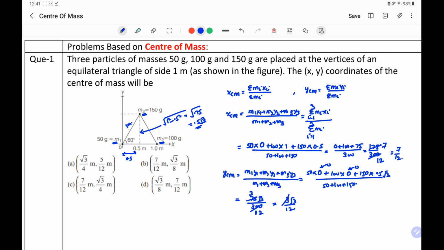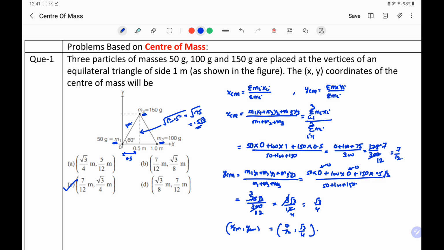It is equal to 3 root 3 by 12. Further, on dividing by 3, it is 4, so it is root 3 by 4. So the center of mass has the coordinates xcm, ycm equal to 7 by 12 and root 3 by 4. Hence option C is the correct option.